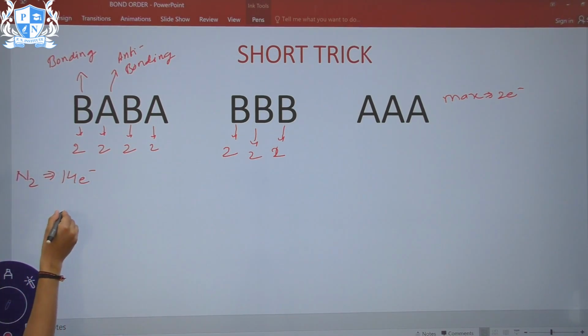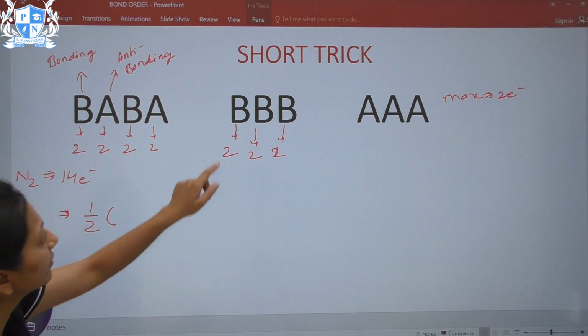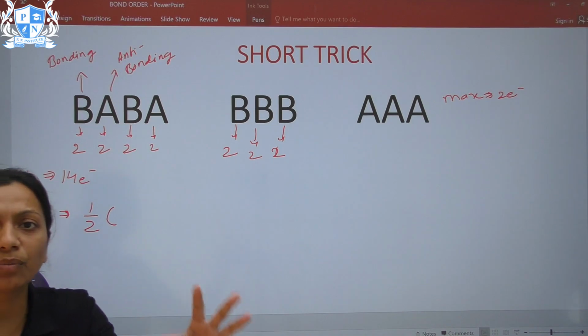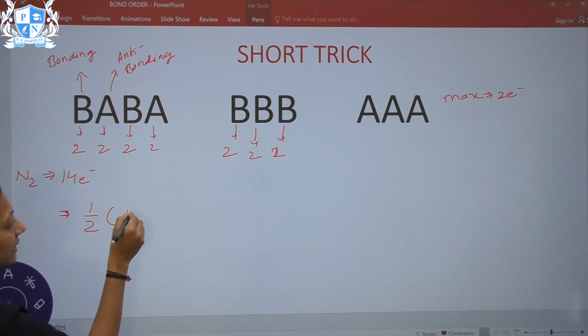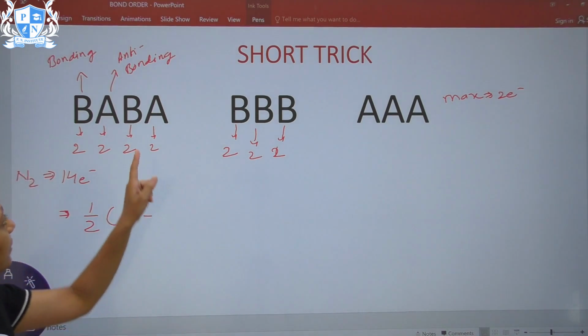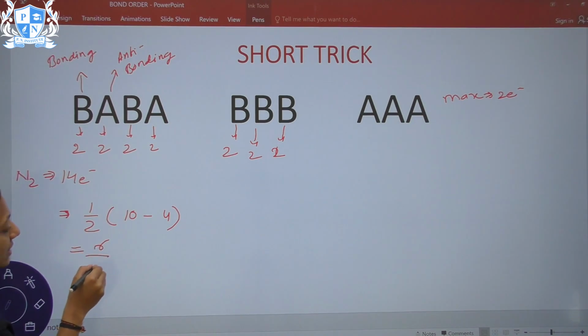Now applying the formula. What is the formula? Half, bonding minus anti-bonding. How many are there in the bonding? We are having 1, 2, 3, 4, 5. We have filled 5 bonding orbitals. 5 2s are 10. We are having 10 electrons. How many are there in the anti-bonding? We are having 2 and 2, 4. On solving this, you will get the same answer, that is 3.